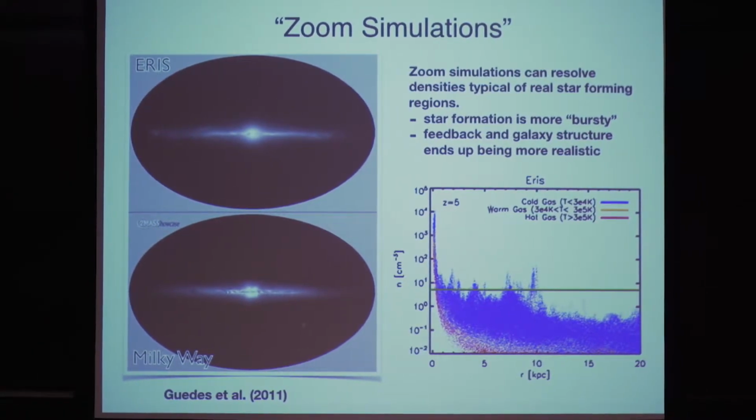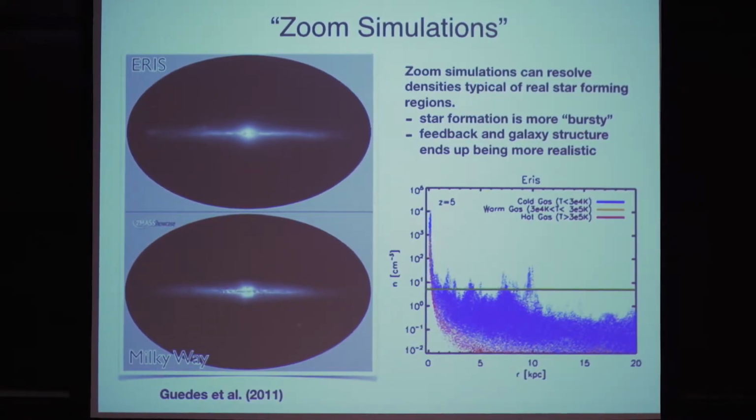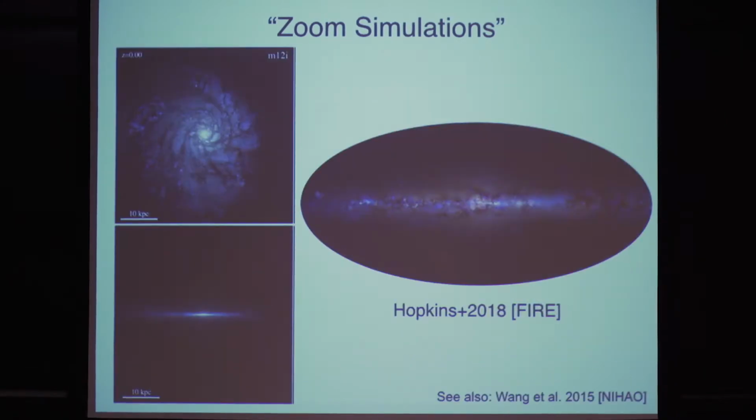You can start developing these more realistic structures. So these images are actually from the FIRE simulations. And this is an edge-on view of a Milky Way-sized galaxy simulated with about 4,000 solar mass gas particles. Yeah, 4,000 solar mass gas particles, I think, in this simulation. So that's pretty good.